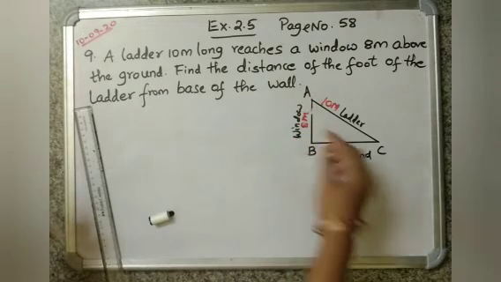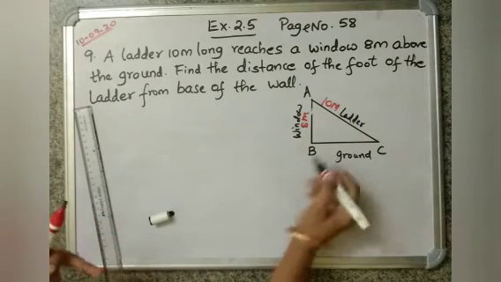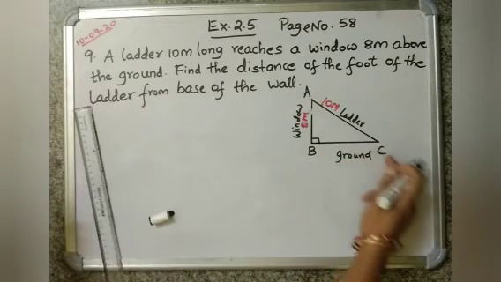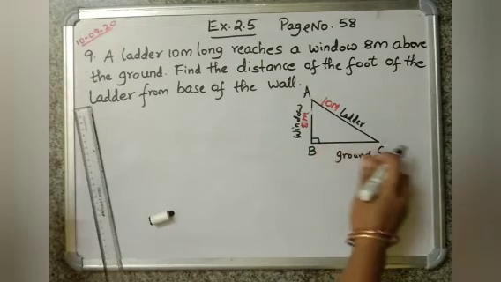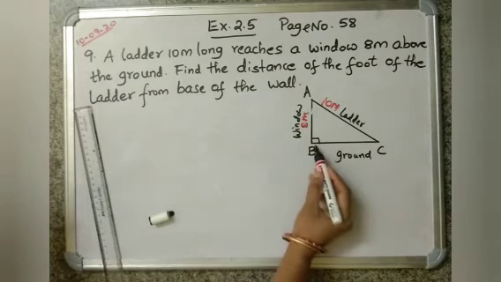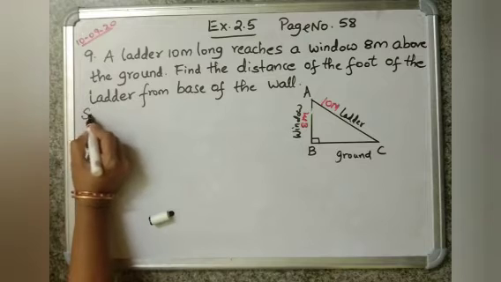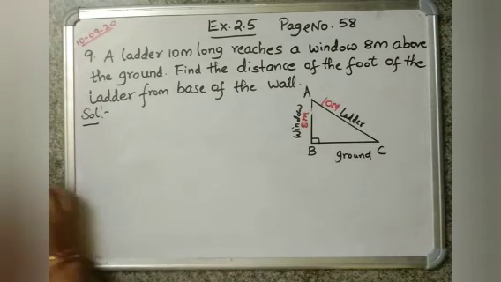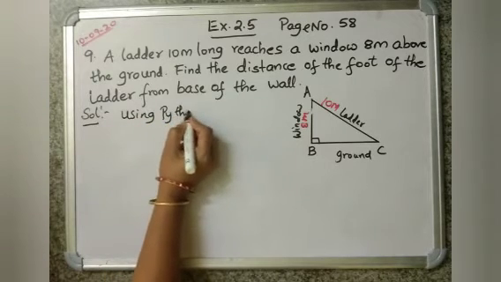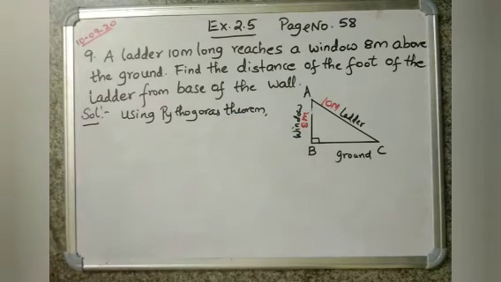So this is the wall. The window is here. Wall is always perpendicular to the ground. Now carefully if you observe, we have got a right angle triangle ABC, right angled at B. So how to find the solution for this? By using Pythagoras theorem. So I am writing the solution using Pythagoras theorem.